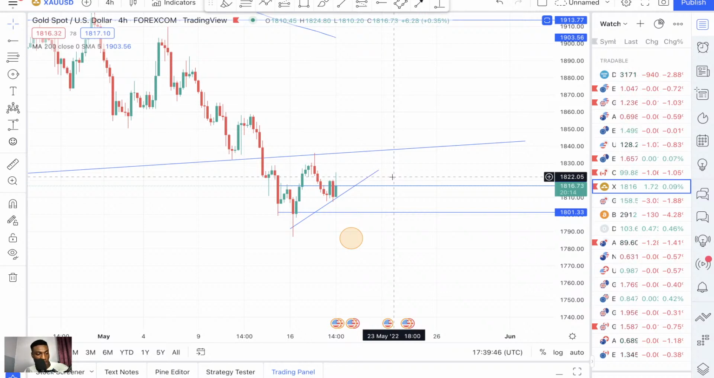So that's on gold. I'm going to take the last one. Progress says I should analyze NZD/USD.